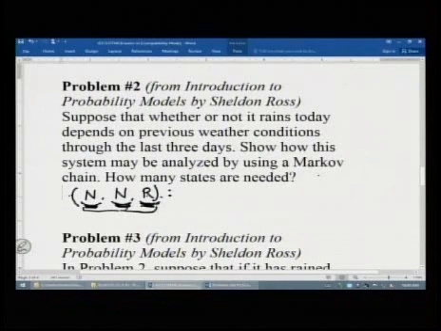Okay, so how many states are needed if I define the state of system in this way? 6? You've got to be careful, because for each day, how many different possibilities? 2 different possibilities, right? So 2 times 2 times 2 is 8, right? So we're going to have 8 different states if I define the state of system in this way. Is that right?